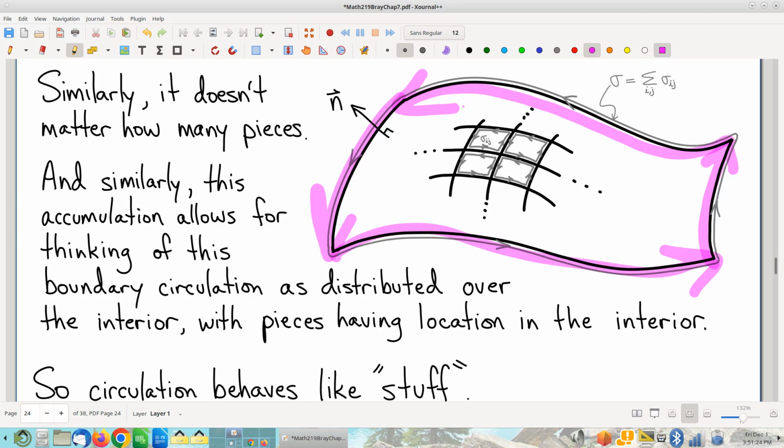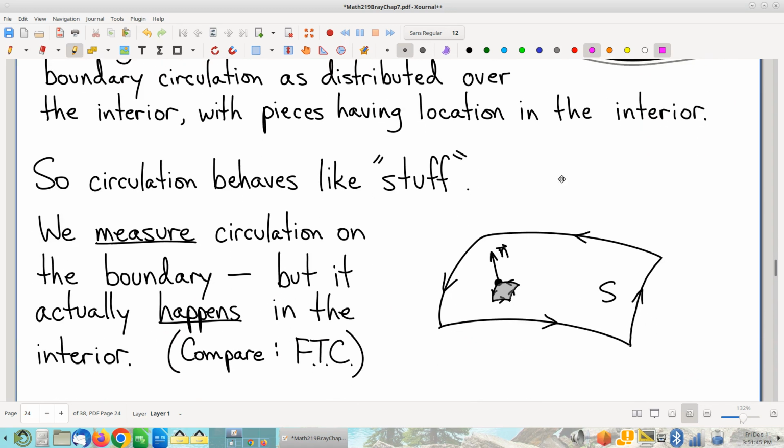Again, illusion. It accumulates over the surface. The fact that I computed on the edge is, I suppose, a convenience, but it's not really representative of certainly how you should be thinking about it. Okay. All right. So, therefore, this is an accumulating quantity that has a location.